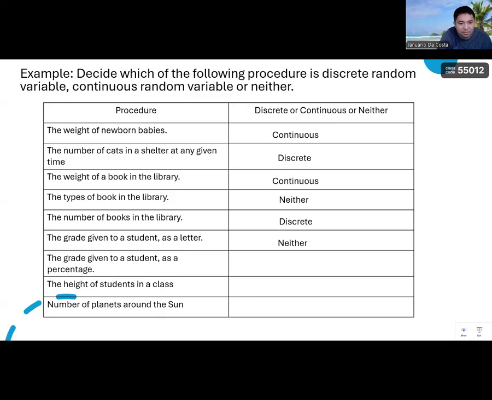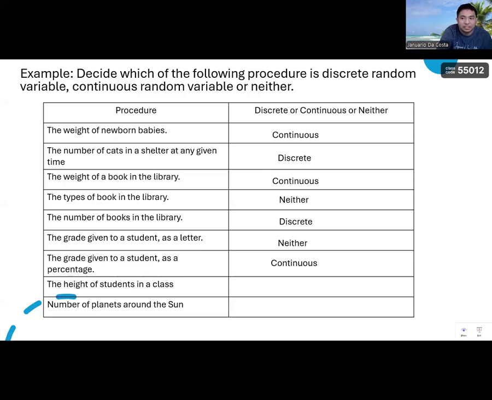So this is neither discrete nor continuous as a letter. Maybe as a percentage. What about the grade given to a student as a percentage? Discrete or continuous? Discrete. No, as a percentage. A percentage can be 79.5. Continuous. This is continuous.